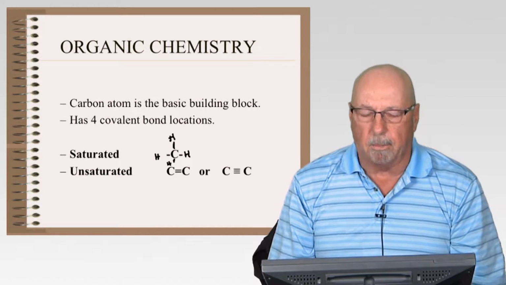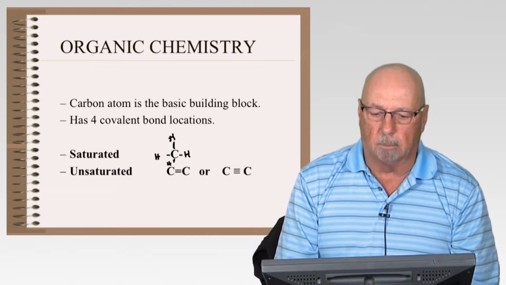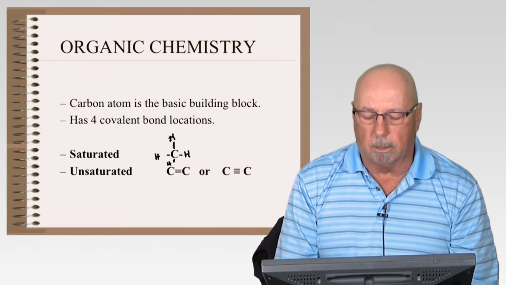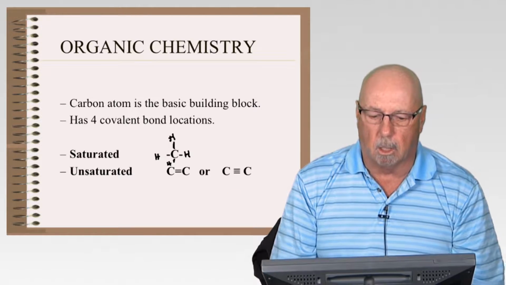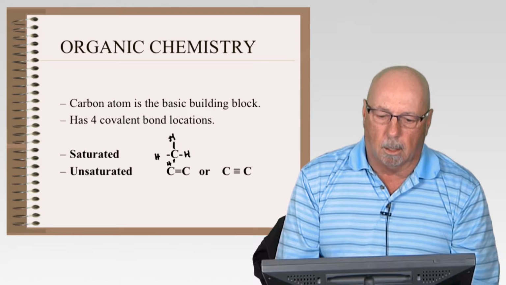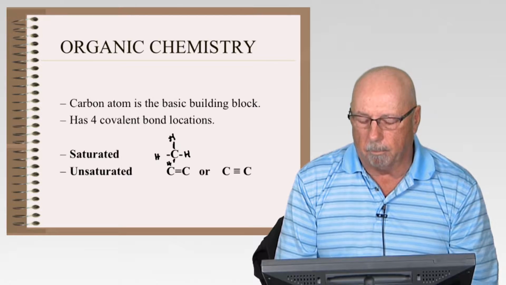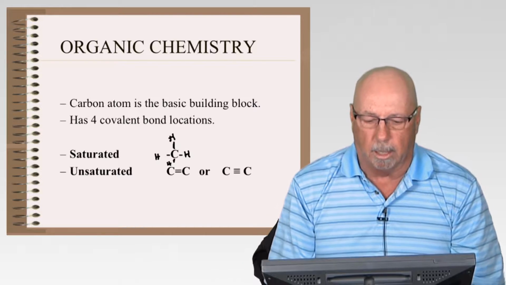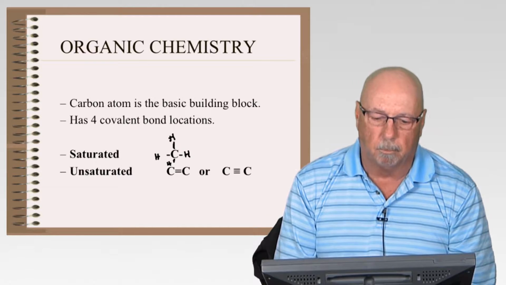So this is a methane with the 4 hydrogens. If we had 2 carbons, it would be an ethane, and 3 carbons, propane, and so on. We'd go up methane, ethane, propane, butane, so on, all the way up to as many carbons as we want.